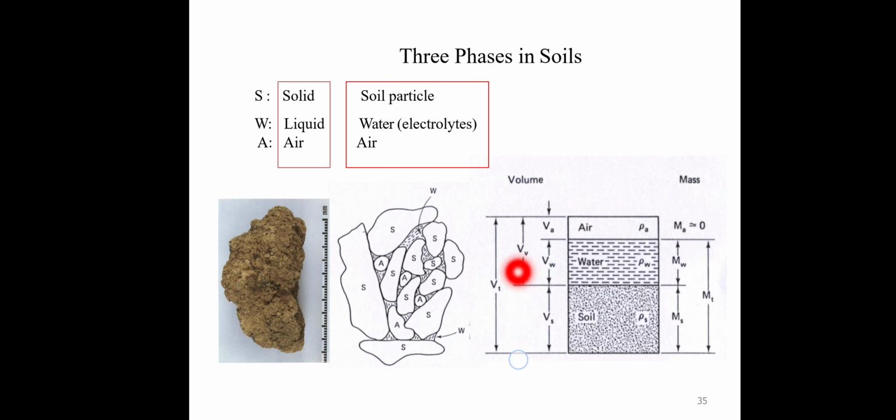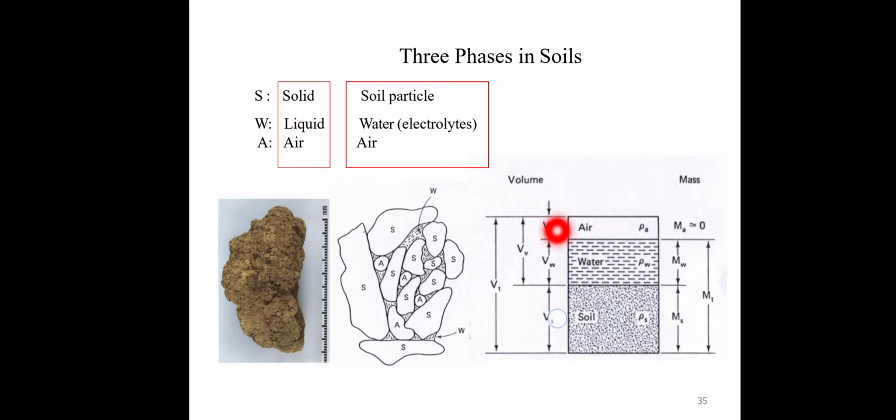Only for our convenience, we are segregating air separately, water separately, and soil particles separately. So we have three phases: one is air, second is water, and third is soil. Hence we call this element a three-phase system of soil mass. Always soils will be in a three-phase system: soil particles, water and air.